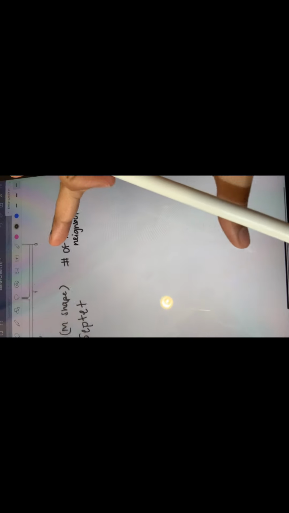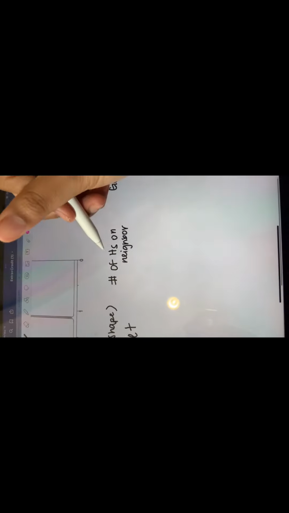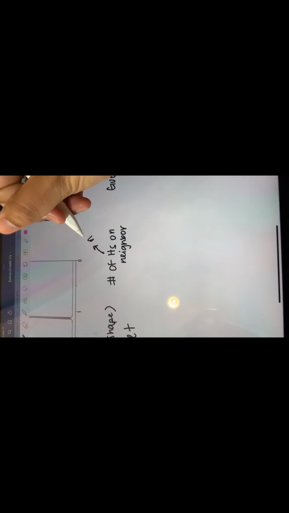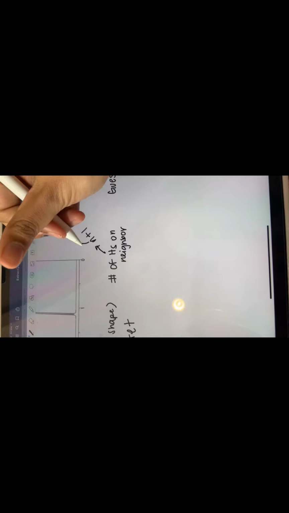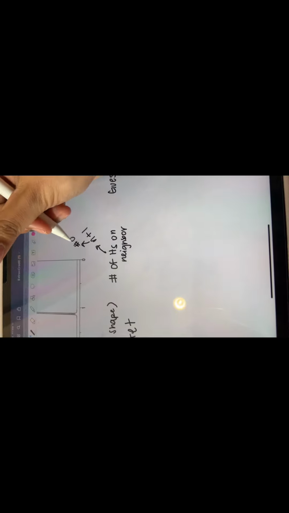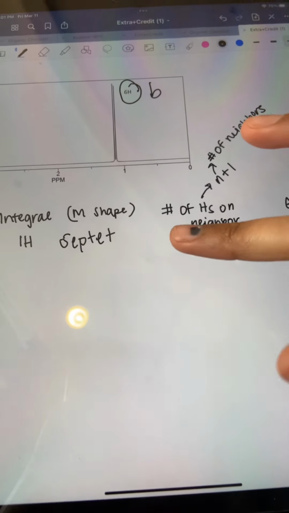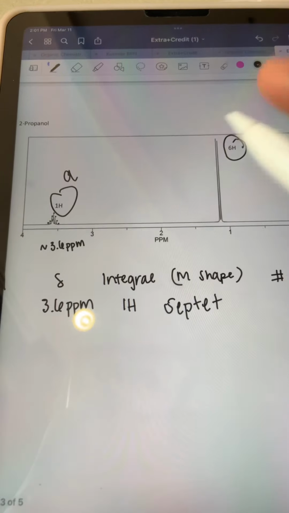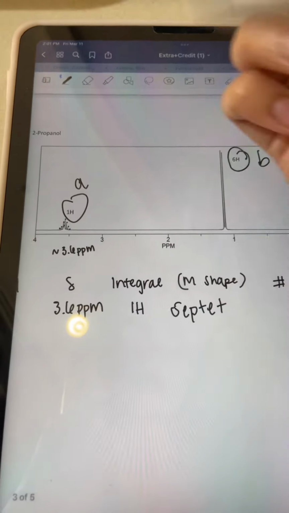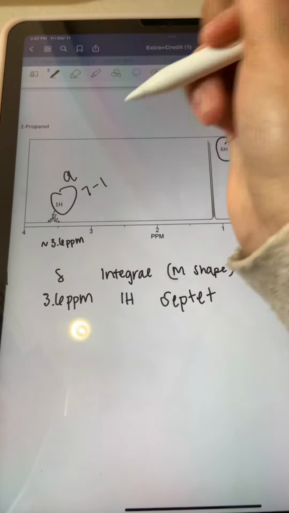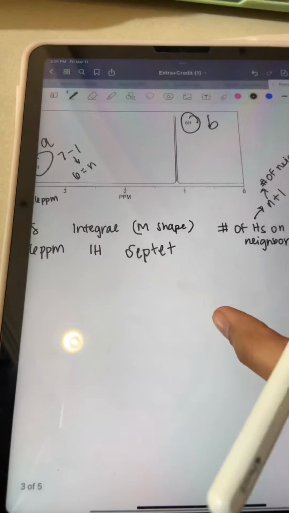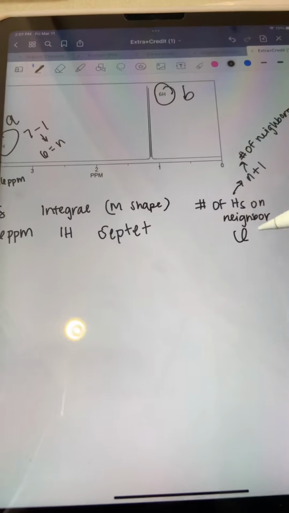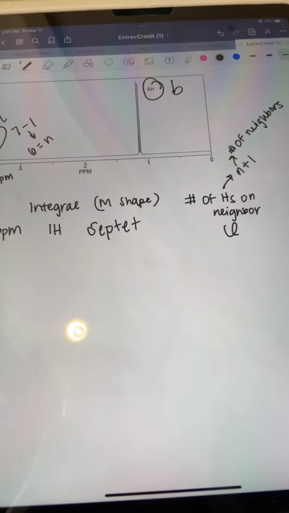Okay, and now in order to find the number of neighbors, we're going to use the n+1 multiplicity rule. Here n is going to equal the number of neighbors. How you find this is that you're going to look at the spikes over here. Because we counted 7, we're going to do 7 minus 1, which gives you 6. 6 is going to be your n, and 6 is going to be your number of neighbors.